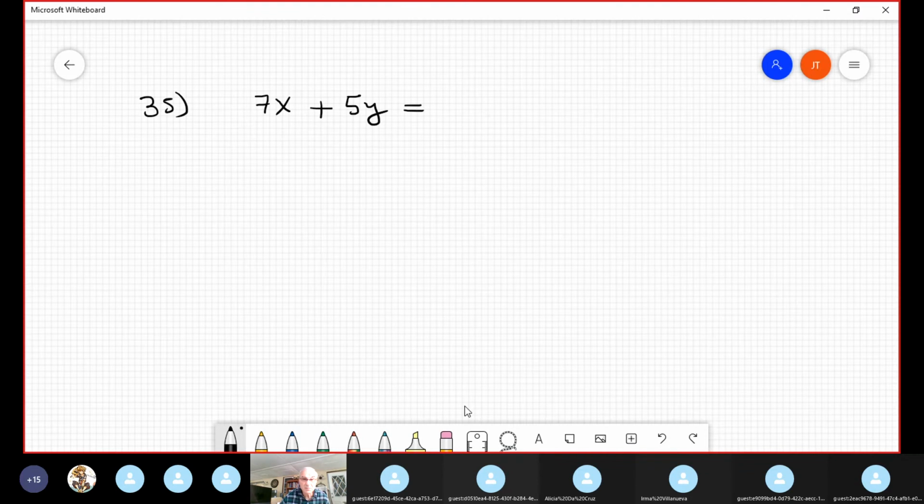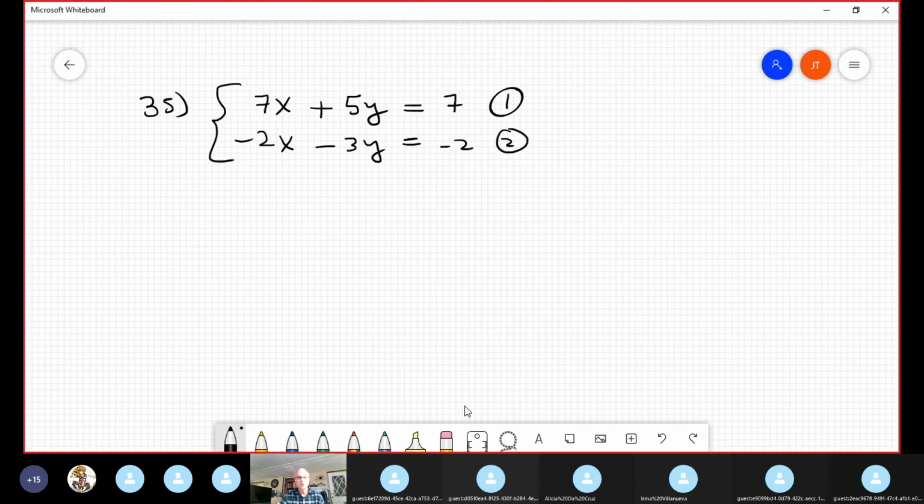Equal 7. Equation number 1. And the second equation is minus 2x minus 3y equal negative 2. Equation 2. This is my system. We are doing it by elimination. What do you consider is best? What is your strategy? Multiply by 2 on the first and multiply by 7 on the second.